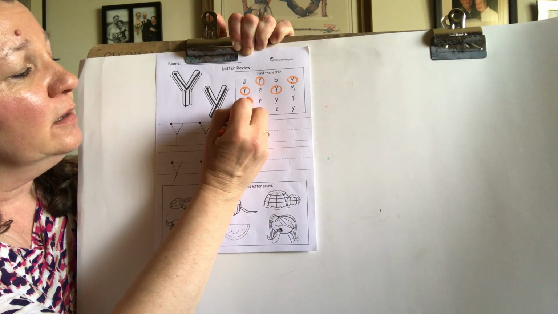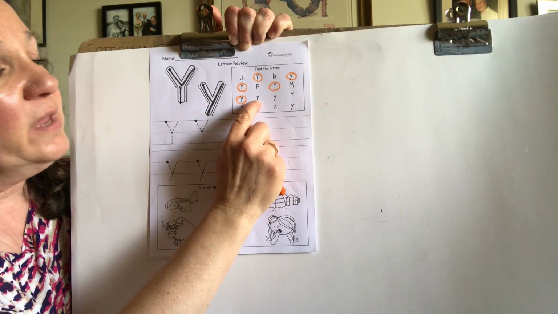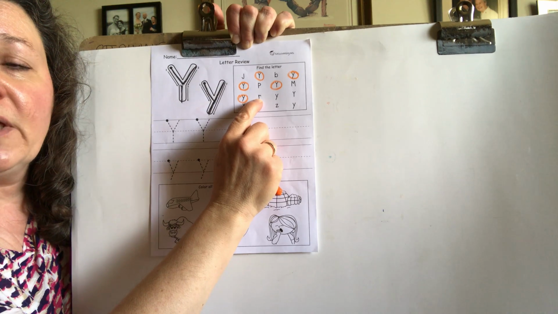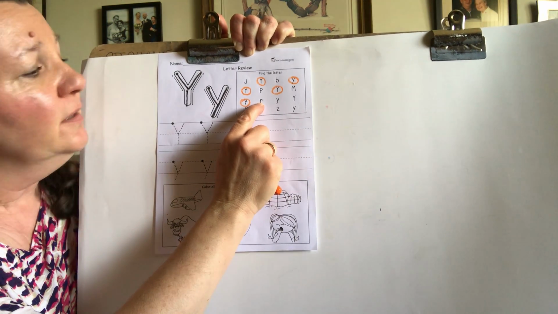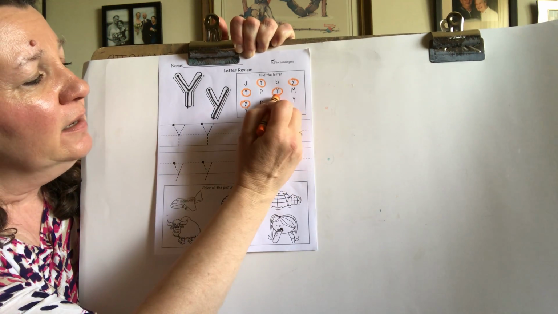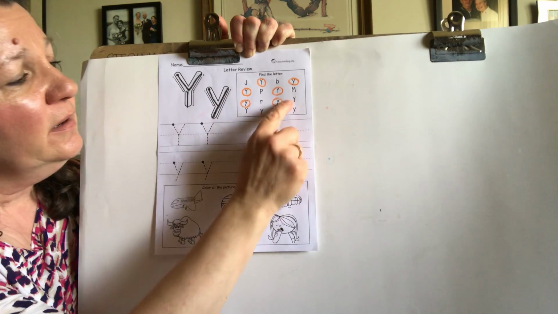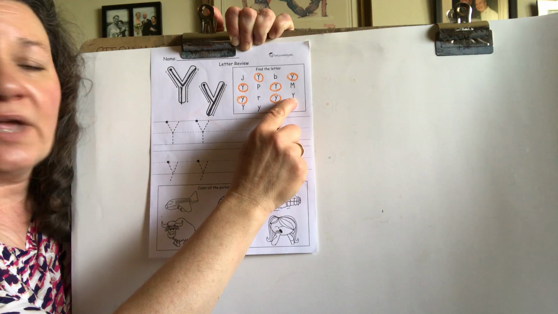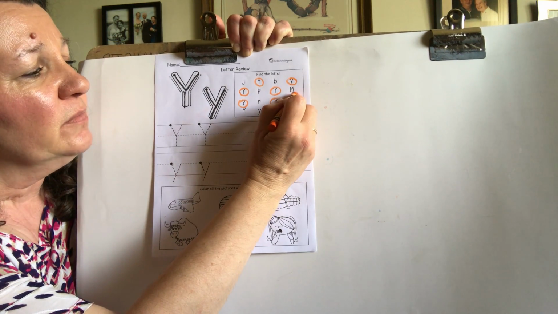Let's circle it. Okay, and next to that we have what letter? That's a lowercase r. Should we circle that? No. How about this one? That's a lowercase y. Circle that one. And what is this here? That's our capital Y. Let's circle that one also.